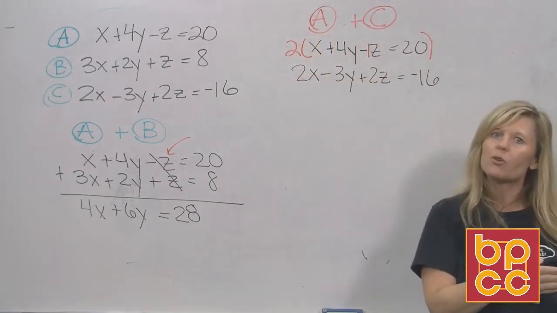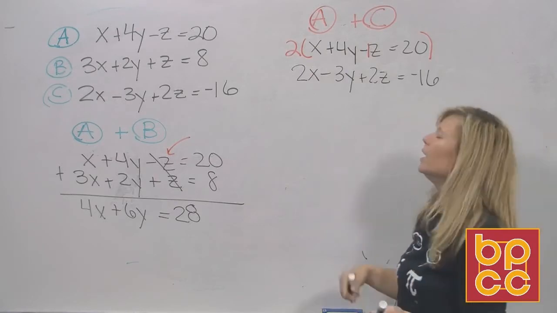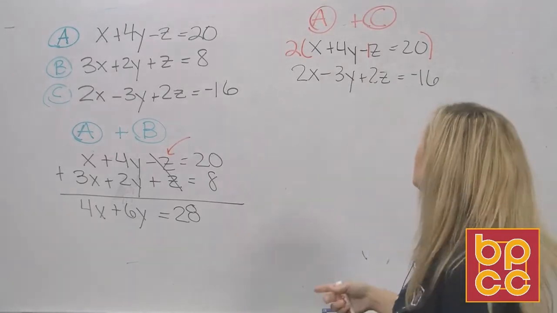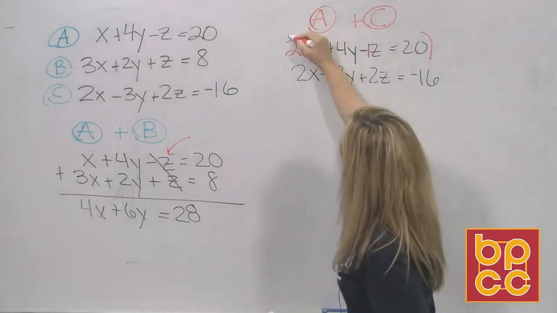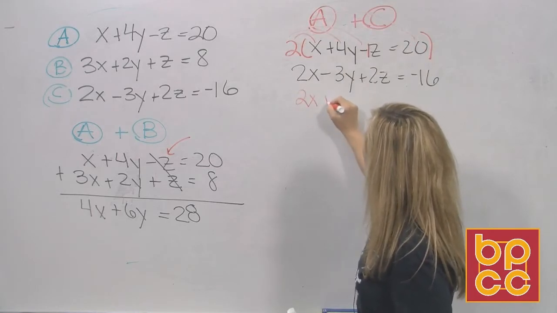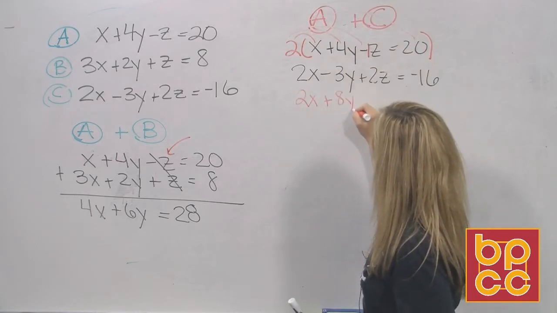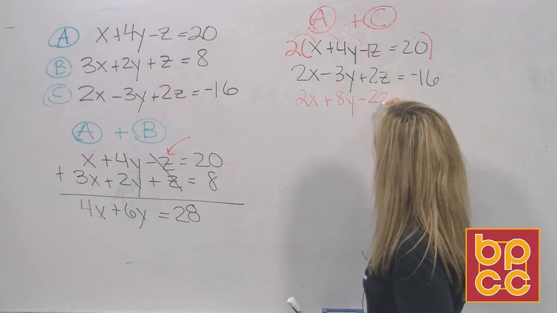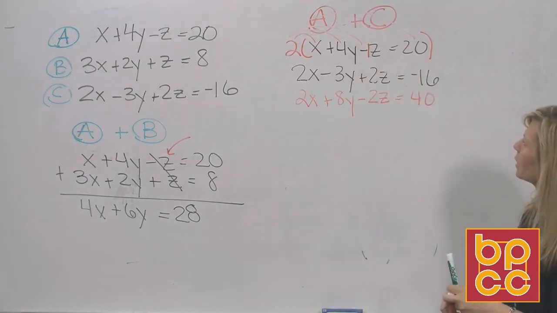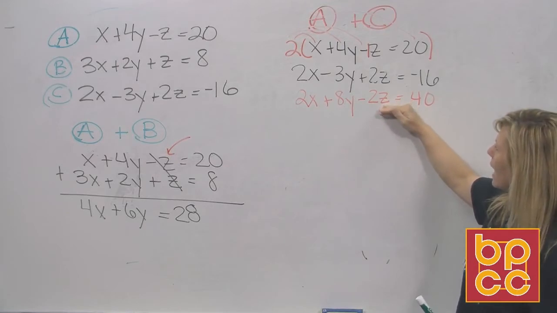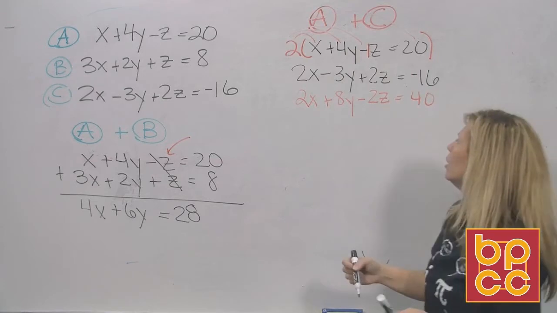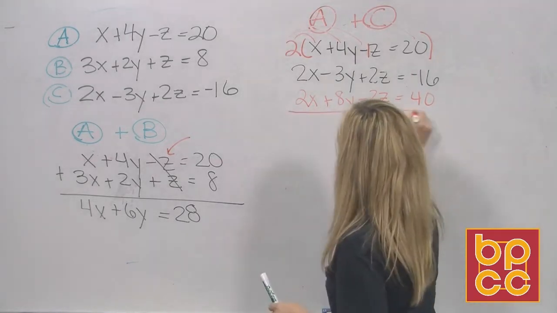So there's what we're using that you already reviewed in Algebra 1. If you don't eliminate right away, you can use multiplication to get the number you need. But remember, you got to multiply that 2 to everybody. So this is going to become 2x plus 8y minus 2z equals 40. Now if you look, here's your new equation A in red. Here's your equation C. Now your z's will eliminate. So we can add these together.